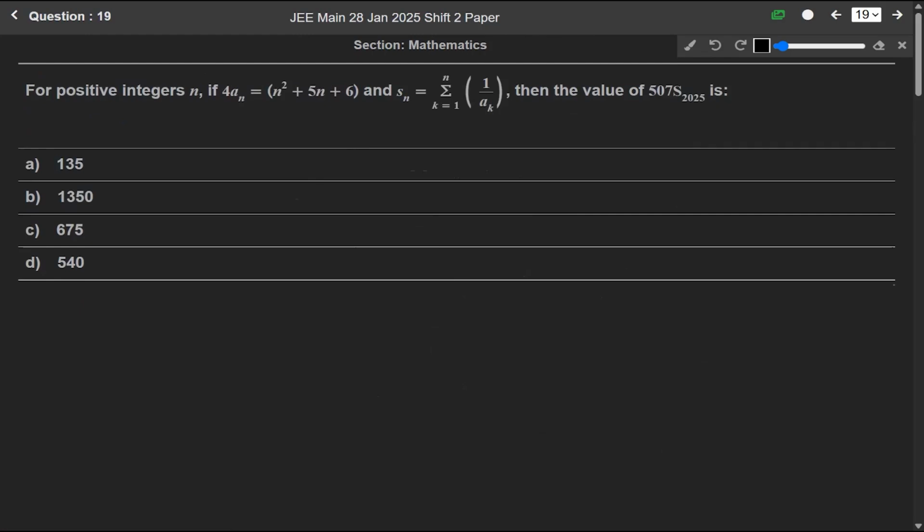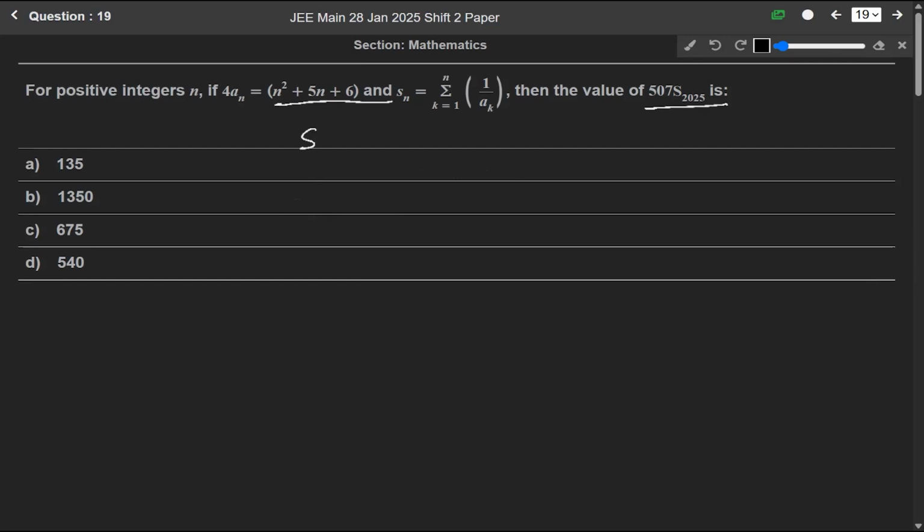Now next question 19. For positive integers n, if a_n equals n square plus 5n plus 6, and S_n equals sigma k equals 1 to n of 1 over a_k, then the value of this is, okay.